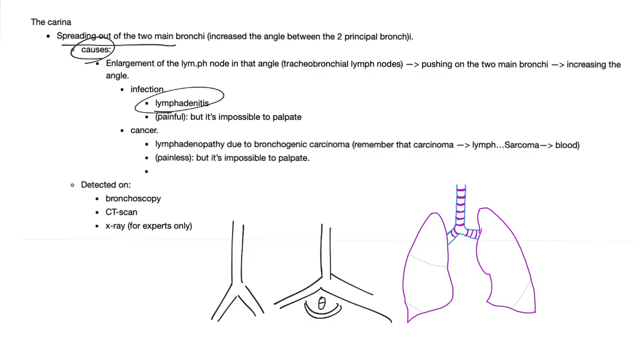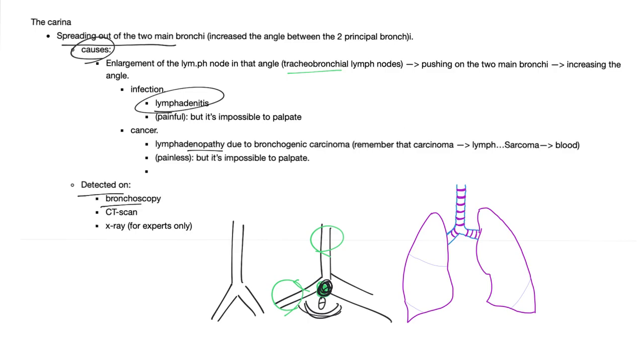All right, we have lymphadenitis. Let's say that you have a crazy lymph node here, and this lymph node is enlarging, so it's going to push the two main stem bronchi away from each other. By the way, the name of this lymph node is called the tracheobronchial lymph node. Excellent. It could also be a cancer in the same lymph node, and it's going to increase the angle.